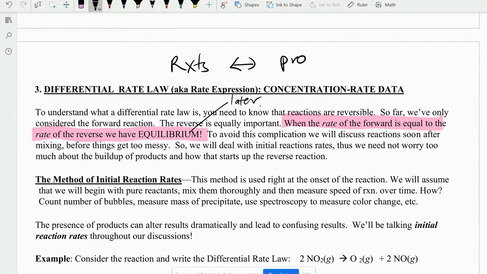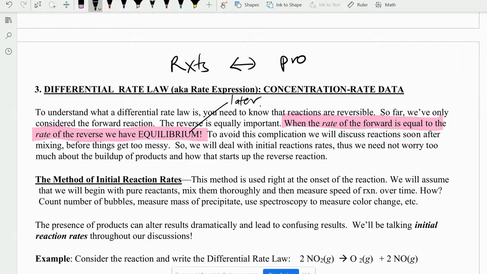I believe that's our 7th unit of AP Chemistry. I just bring this up to plant the seed and keep it in the back of your mind that chemical reactions are indeed reversible. And when we do the differential rate law, we need to kind of know that. But what we're going to do is look at the differential rate law from the perspective of right at the onset of a chemical reaction. In other words, we're going to deal with initial reaction rates.